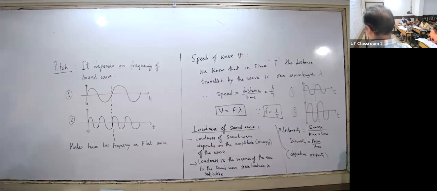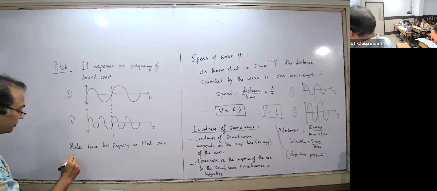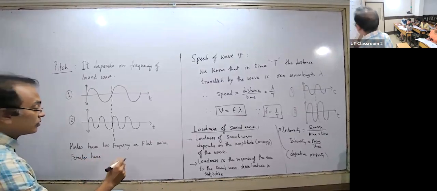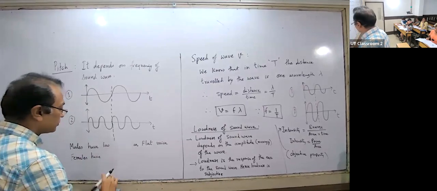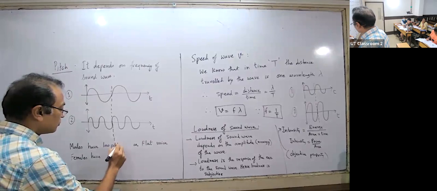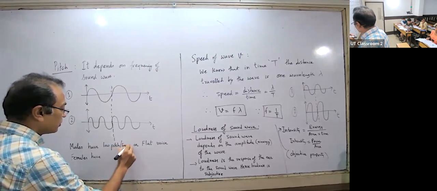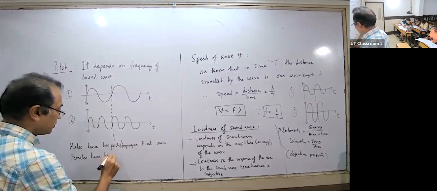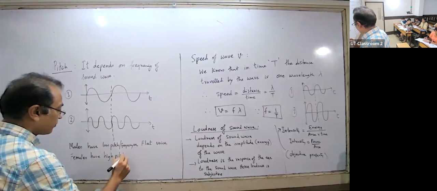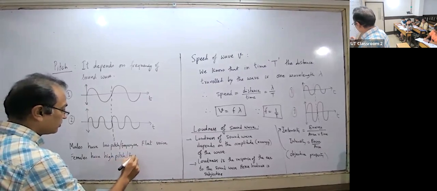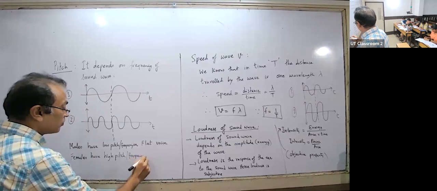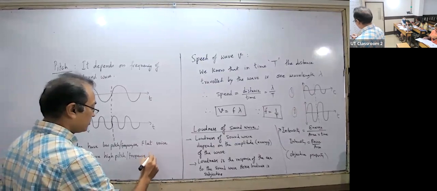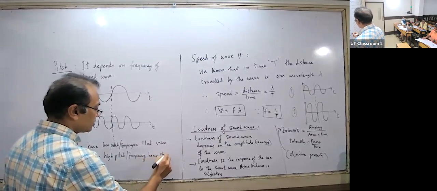So males have low frequency or low pitch, a flat voice. Females have high pitch or frequency. So what is their voice called? Shrill. Hence, shrill.